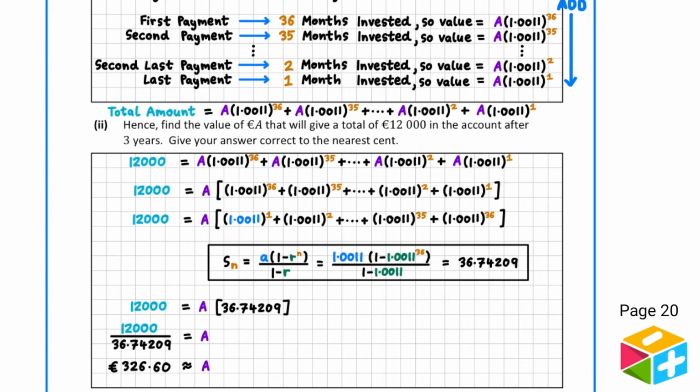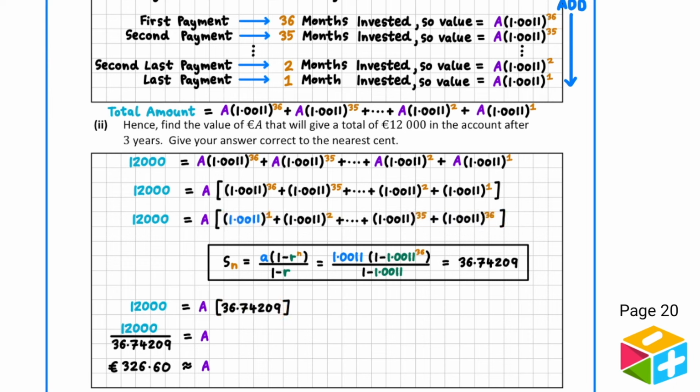We can turn to our calculator to find this fraction. It comes out as 36.74209. So this is the value that the sum inside of the square brackets comes out as.